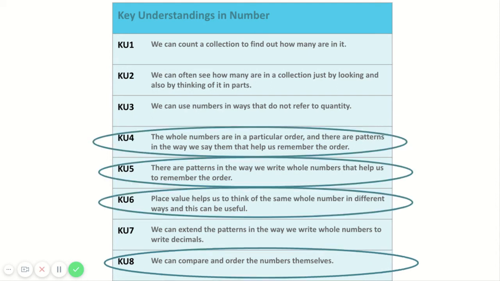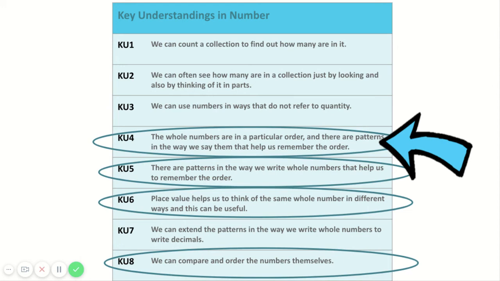So although there is evidence that Sarah needs work in the areas of key understandings 4, 5, 6, and 8, we are choosing to begin our next steps of instruction with key understanding 4. The whole numbers are in a particular order, and there are patterns in the way we say them that help us remember the order. Learning is not entirely linear through the key understandings, but it is important to recognize when misunderstandings are occurring due to confusion about prerequisite knowledge and develop that prerequisite understanding first.